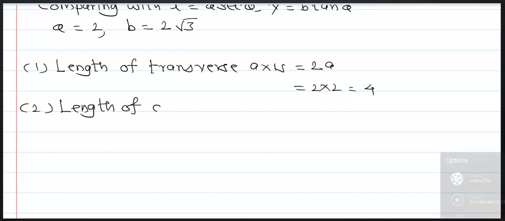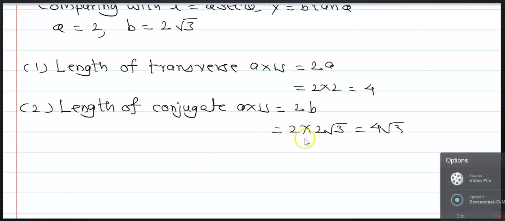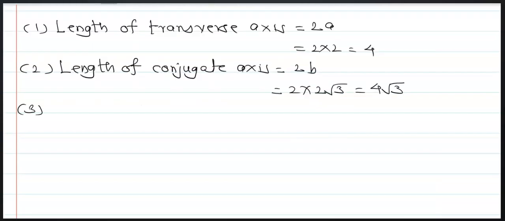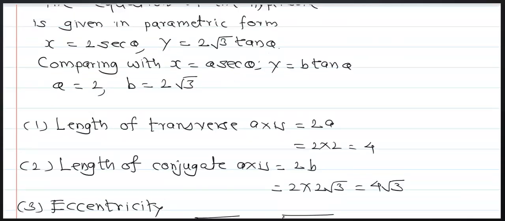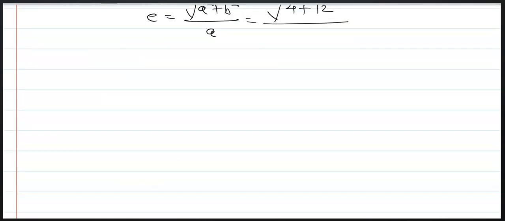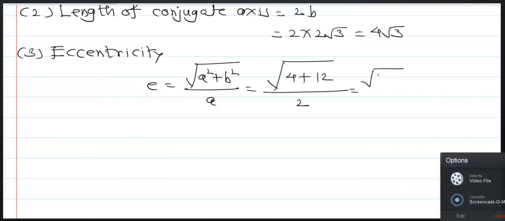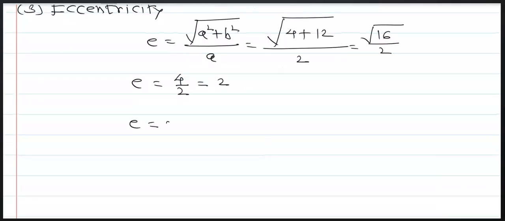Length of conjugate axis, 2b, that is 2 into 2 root 3, that is 4 root 3. Next is eccentricity. e is equal to root of a square plus b square upon a, that is root of 4 plus 12 upon 2, that is equal to 16 upon 2. 4 upon 2, that is e is equal to 2.